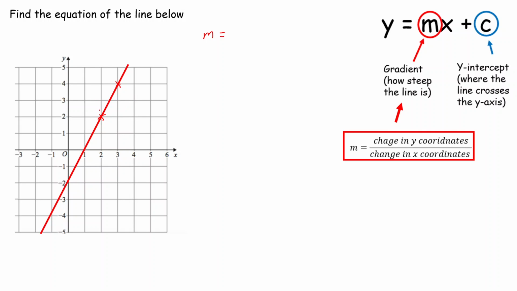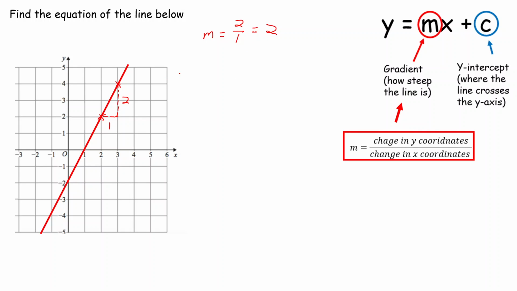Okay, and let's go and draw in my triangle. So we're going across by 1 in the positive direction, and I'm going up by 2 squares in the positive direction. So across by 1, up by 2. So the gradient, the change in y, or the rise, is going to be 2 over the change in x, or the run, which is going to be equal to 1. So 2 divided by 1 is equal to 2. So the gradient of this line here is equal to 2.